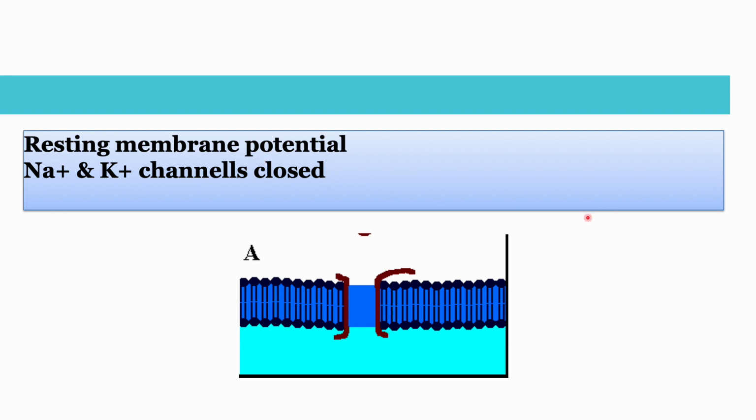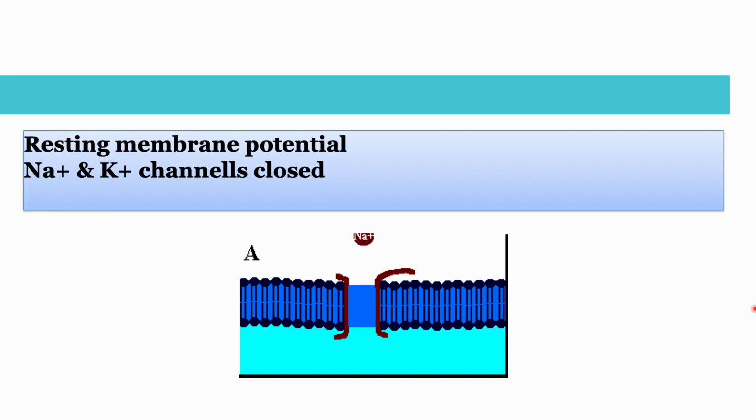So remember, the cell membrane is made up of a lipid bilayer, right? That's separating the inside of a cell from the outside. In this case, if we're looking at a nerve cell, it's separating the inside of a neuron from the extracellular environment. So this lipid bilayer is selectively permeable to certain ions, meaning that some ions can cross that membrane more easily than other ions can.